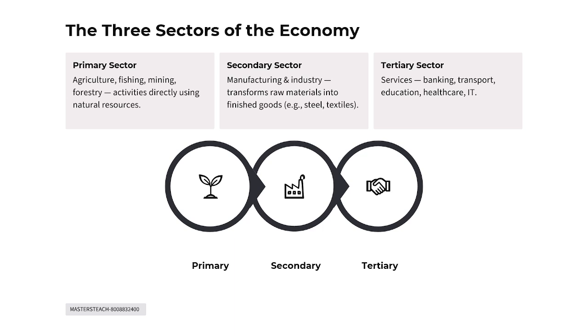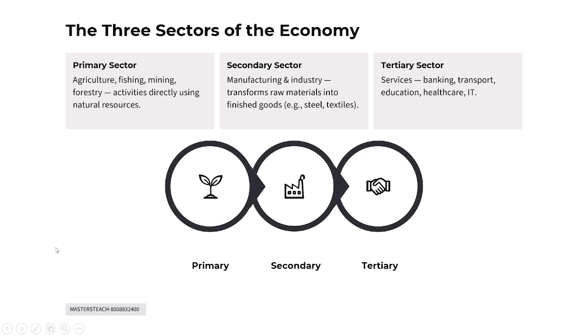Whatever agricultural products the primary sector has, they are changed into finished products, for example, steel and textile. This is the secondary sector. And the tertiary sector provides services to the primary sector as well as the secondary sector: banking, transport, education, healthcare, information technology, etc.